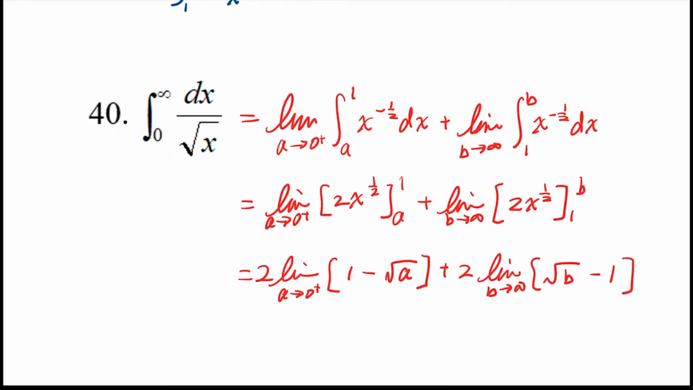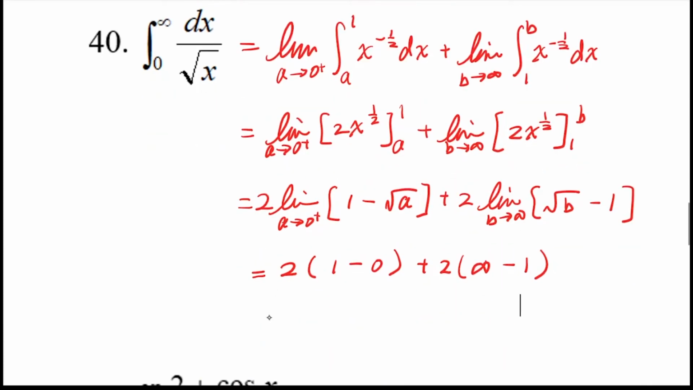So far so good? Now we take the limit. So we have 2 times 1 minus, this becomes 0, that one is nice, plus 2 times, we have infinity. There's your problem, right? So the whole thing becomes infinity. Infinity basically trumps everything. So it's divergent. Good.